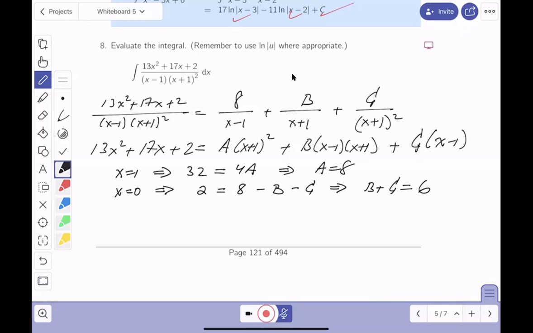And I guess I could pick, let me pick minus 1. What would that give me? Let's see, minus 1 would give me 13 minus 17. That's minus 4. And minus 4 plus 2 is minus 2. Well, the a disappears because minus 1 plus 1 is none. And the b disappears. That's good news. And what would the c be? It would be c times minus 2. So minus 2c. Well, that's nice. C is 1.